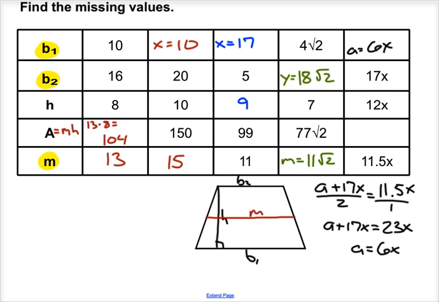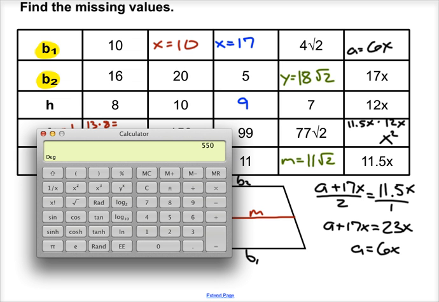And the only thing left to do is to find the area, and I know that the area is just the median times the height. So finding the median times the height is nothing more than taking 11.5x and multiplying it by the height of 12x. And I know x times x is x squared, so the only thing left is what's 11.5 multiplied by 12, and it's 138.